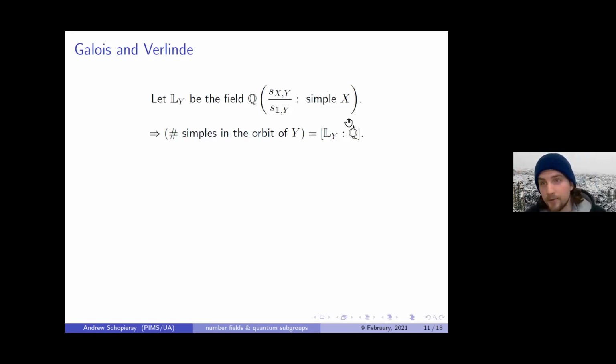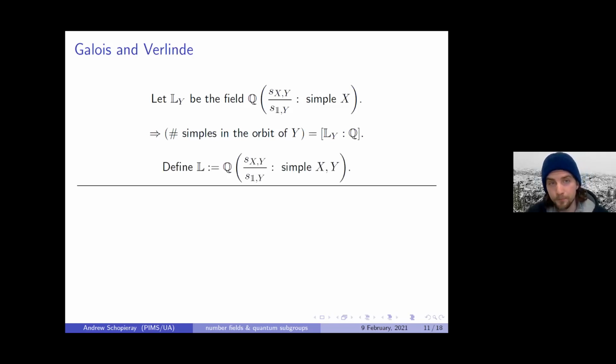And it's very easy to show that the number of simple objects which are in the orbit of that simple object that you picked is exactly the degree of the field extension corresponding to this field. And so from a very number theoretical perspective, I can study this combinatorial fact about the Galois orbits. And you may want to look at something more general, which is just combining all of these fields together and looking at the field generated by all Verlinde eigenvalues.